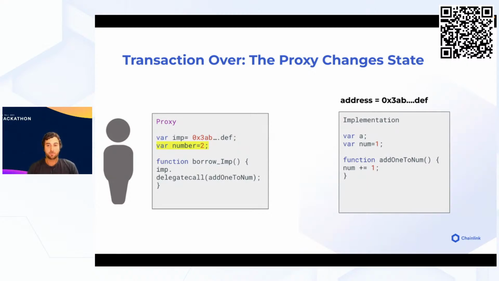So the transaction has ended. The variable in the proxy contract has been incremented by one, and the proxy no longer has that function in it, add one to num, right? It borrowed it, it's gone, it doesn't have it anymore until this function borrow imp is called again.